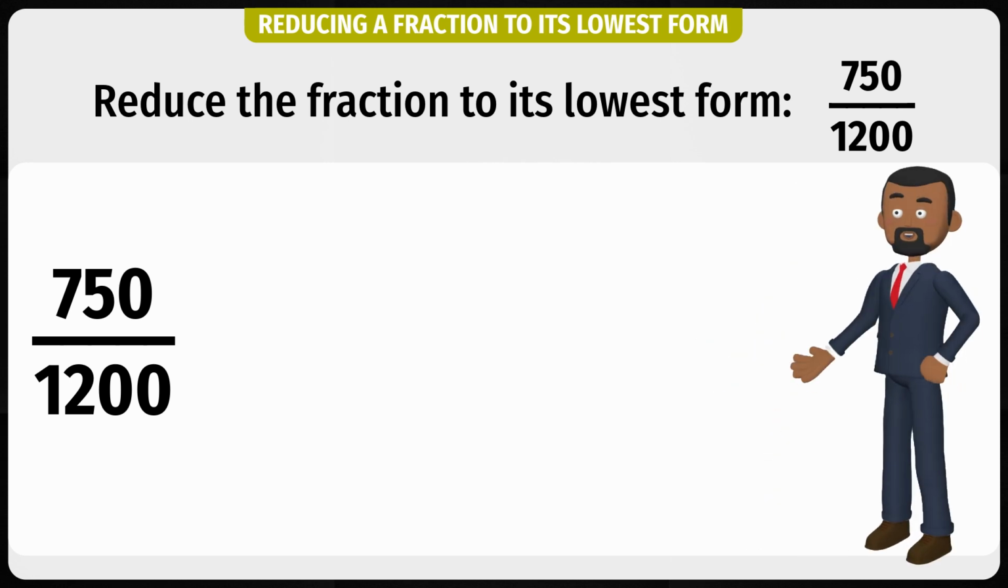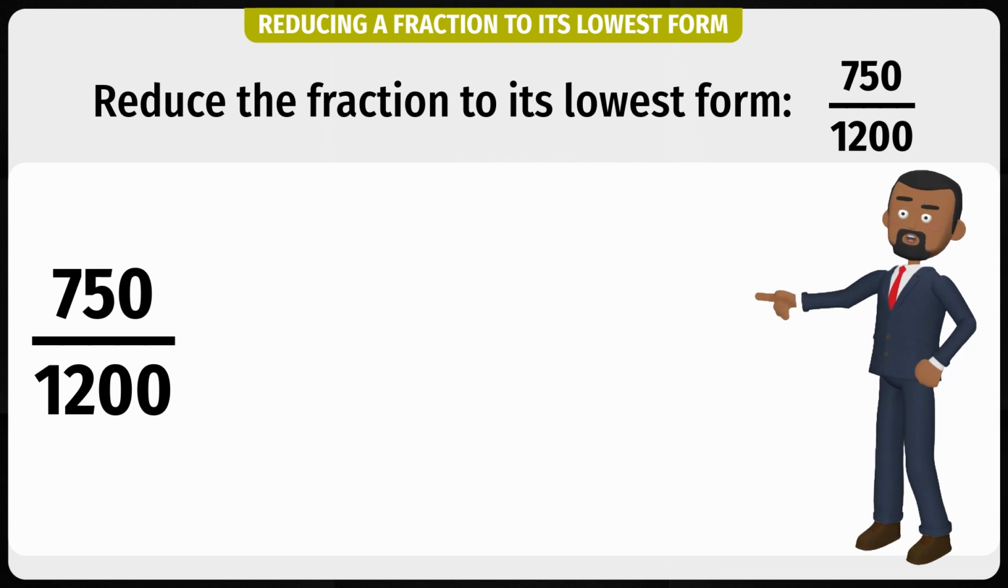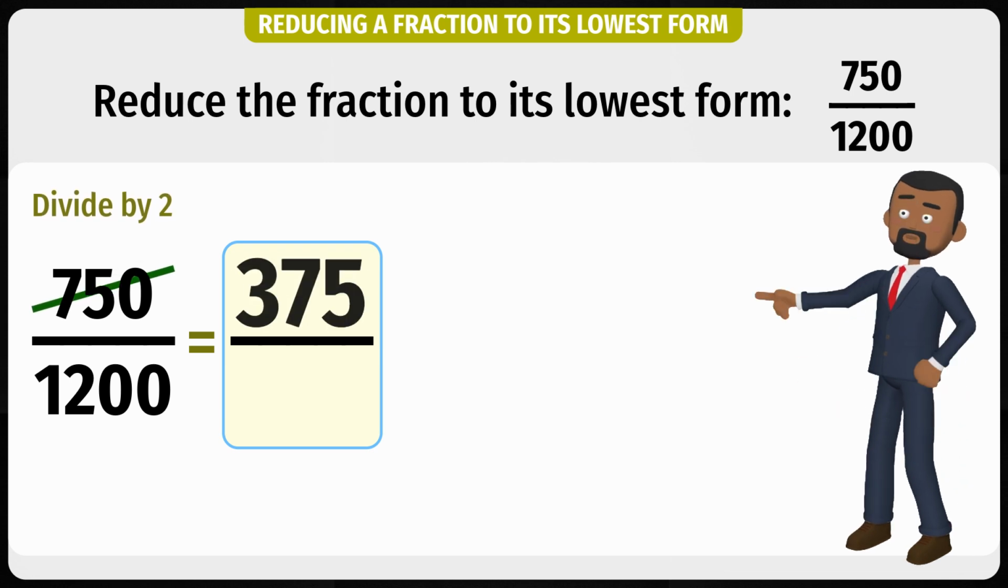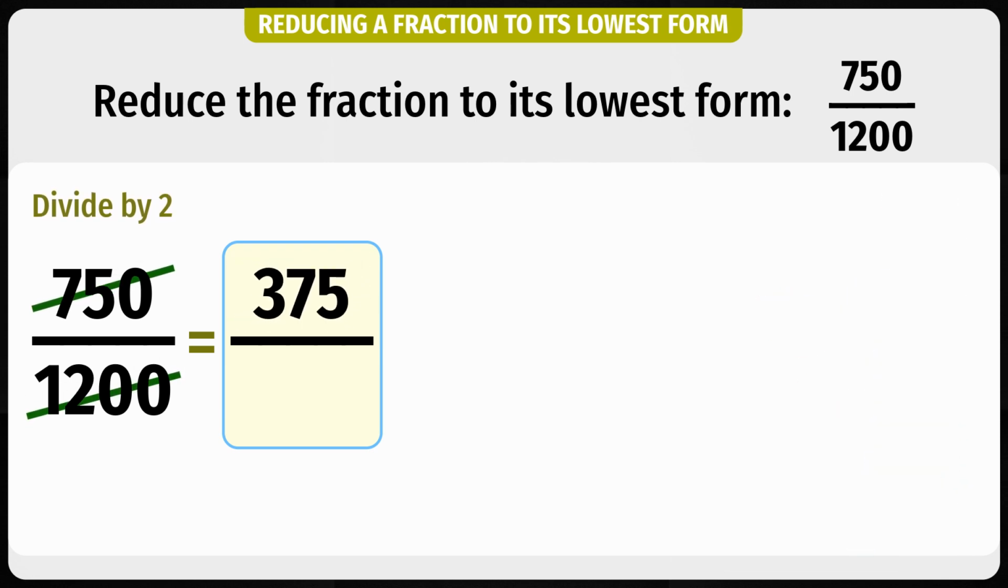You do know that when numerator and denominator are both divided by the same number, the value of the fraction does not change. We are going to use this property to reduce the fraction to its lowest form.